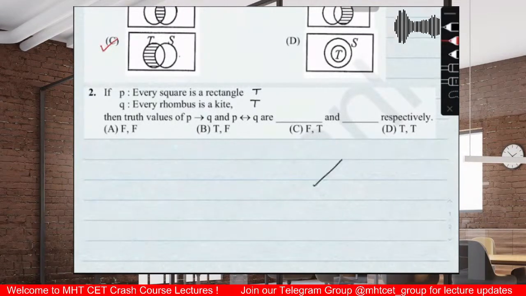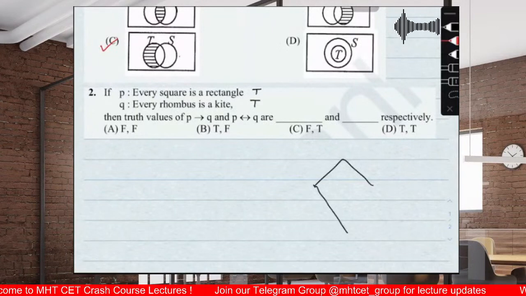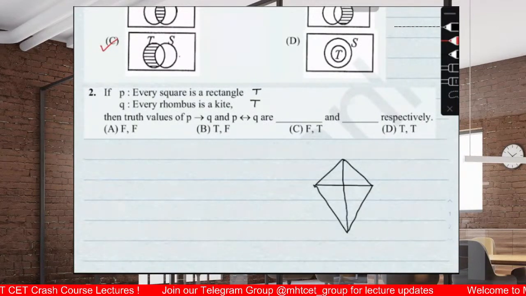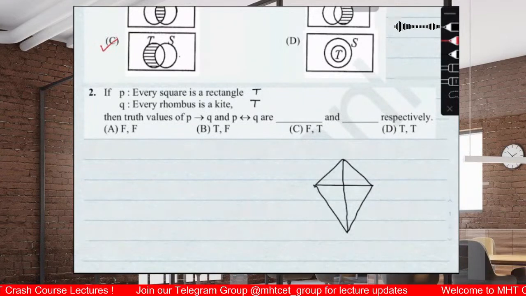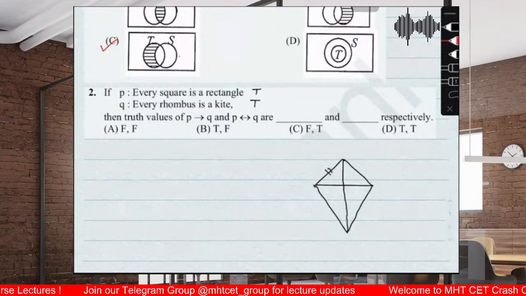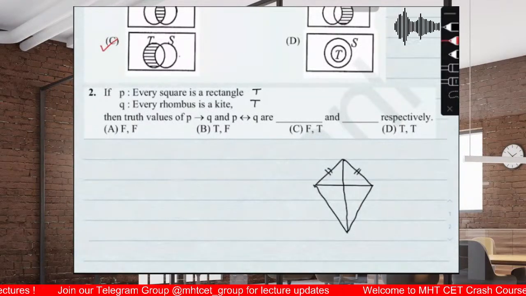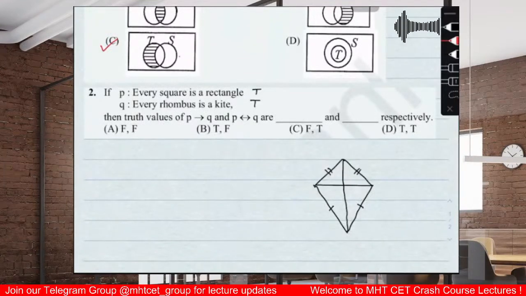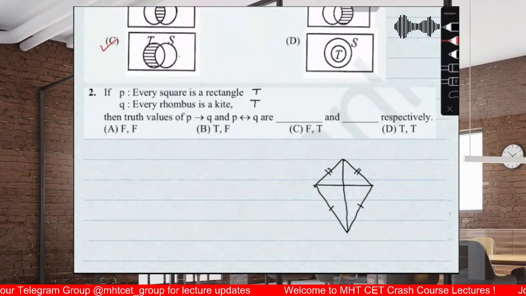अरे kite की definition पता है क्या तुम लोग को? What is kite? Two pairs of adjacent sides are congruent. ठीक है. So ये हो गया one pair, ये हो गया another pair. Okay. And longer diagonal is perpendicular bisector of the smaller diagonal.